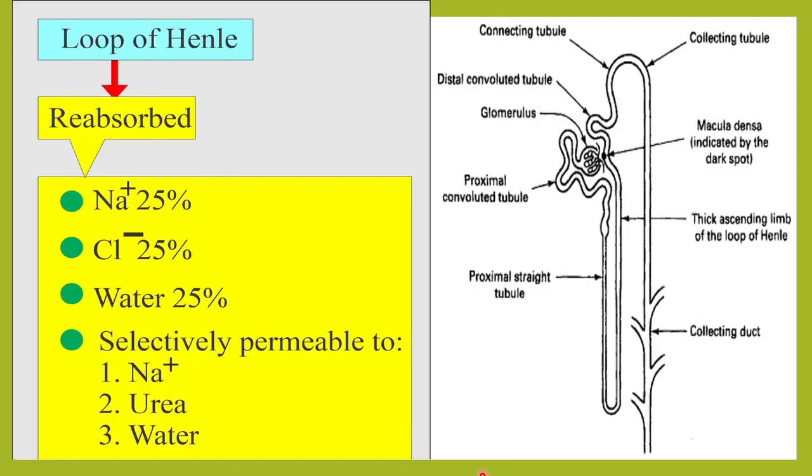Then you have the loop of Henle. The loop of Henle mainly reabsorbs. So it reabsorbs the sodium, chloride, water. Selectively it is permeable to sodium, water and urea.